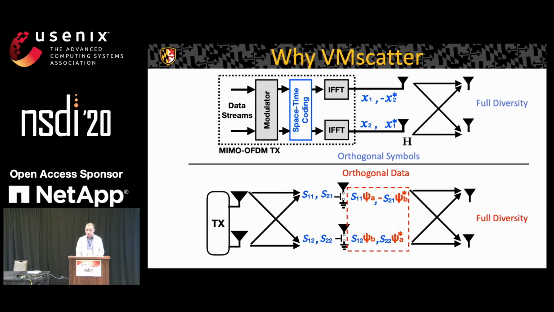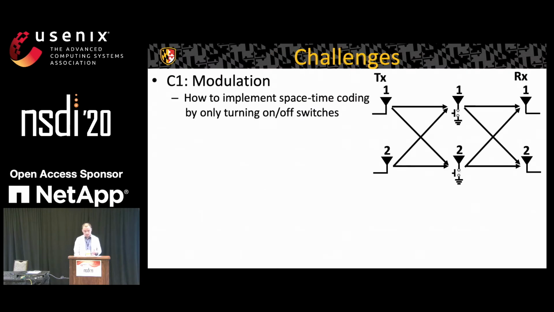To meet the requirements and achieve our design goal, we face the following challenges. The first challenge is how to implement space-time coding on the backscatter tag. Because the space-time coding has 4 states to code a data: positive, negative, positive conjugate, and negative conjugate. However, VMscatter only has 2 states, on and off.